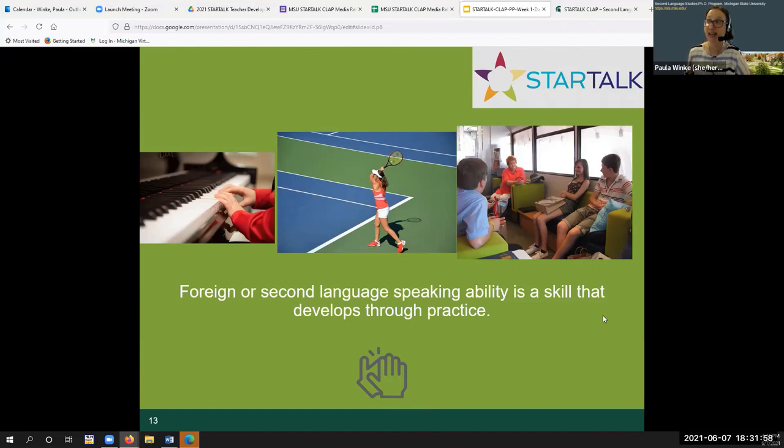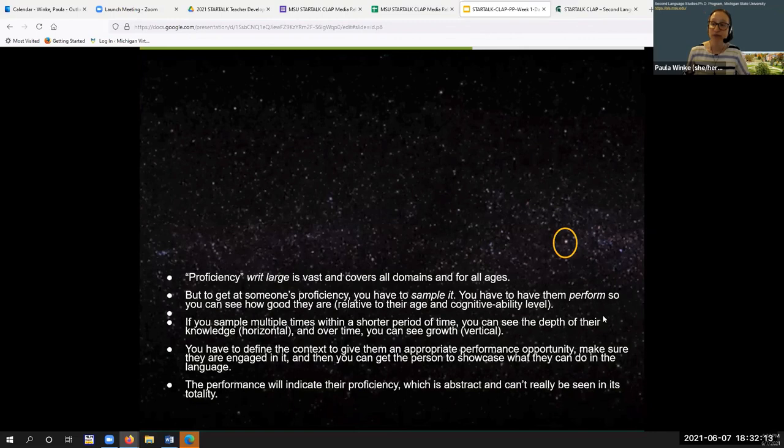We know that. And to practice is how you develop the motor skills in the mouth, and also how you develop the brain patterning to grab the vocabulary as you need it and to process everything that you need. So proficiency, some of you asked in the survey, how do I measure general proficiency? I hope you never really do, because we've kind of debunked it. We think of proficiency writ large as kind of a myth. It's a very abstract construct. Proficiency writ large is vast and covers all domains for all ages.